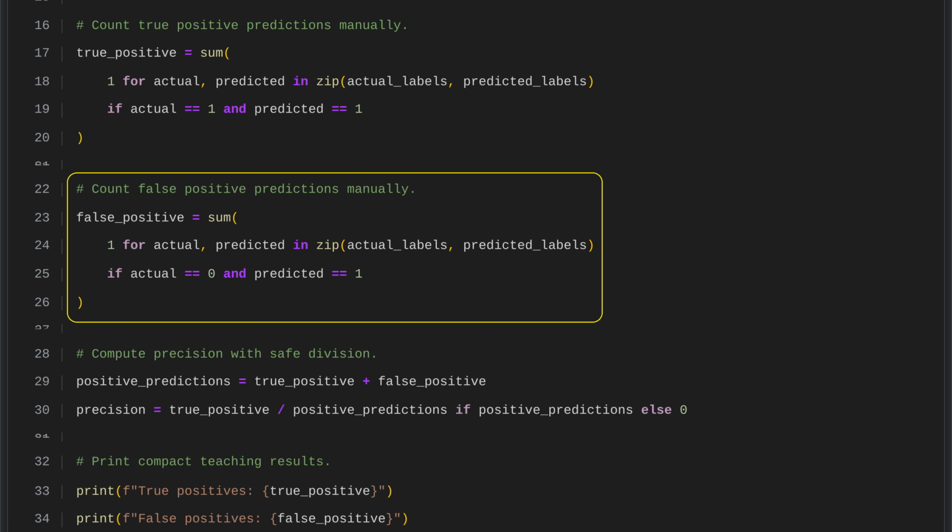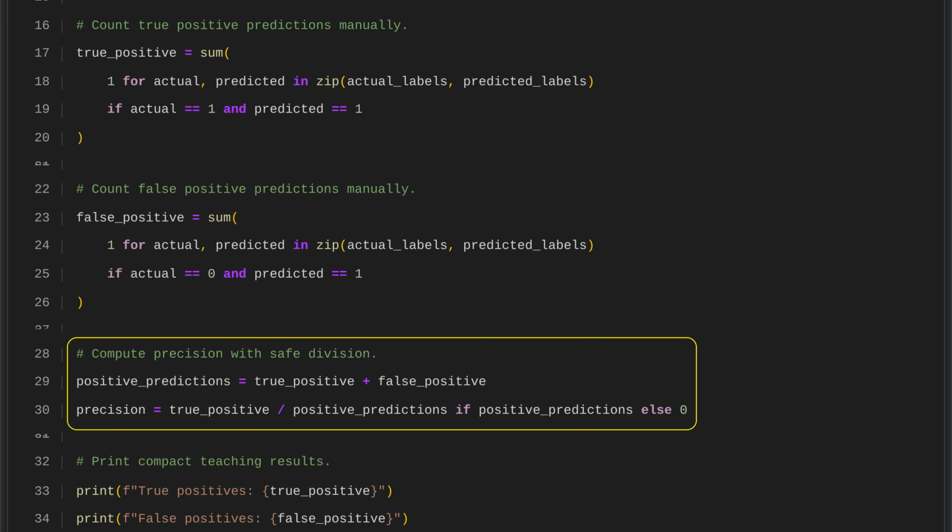This code counts false positive predictions by comparing each actual label with its predicted label. It adds 1 whenever the actual label is 0 but the prediction is 1, giving the total number of false positives in the dataset.